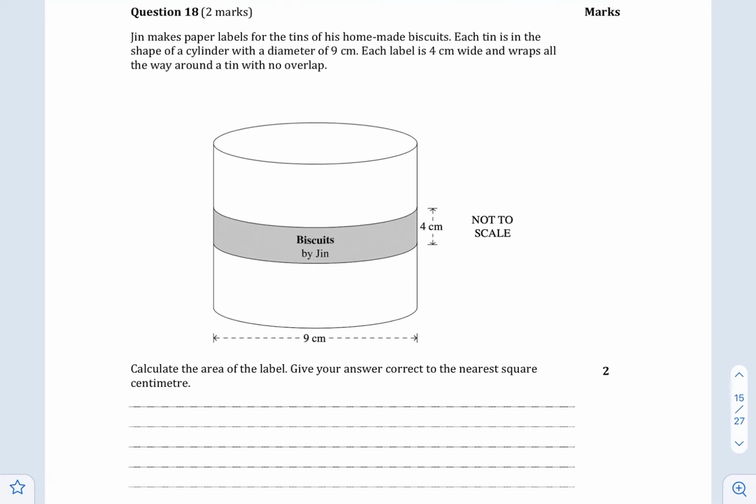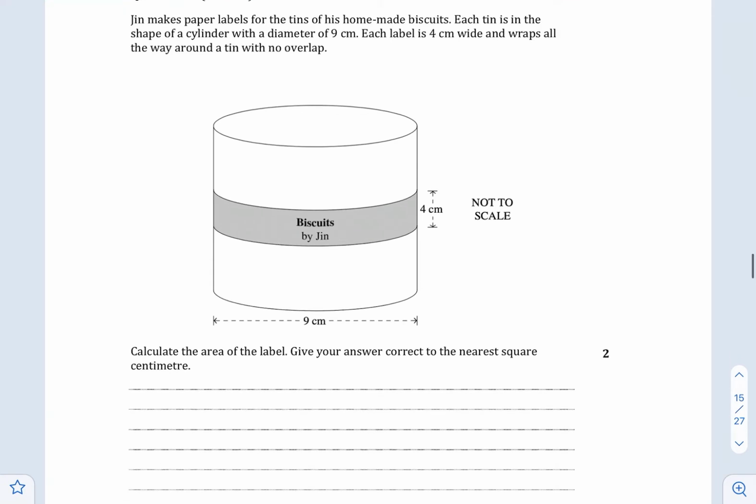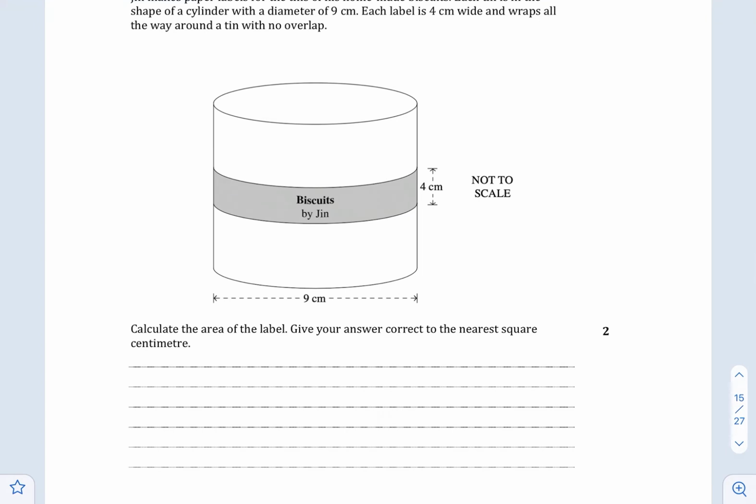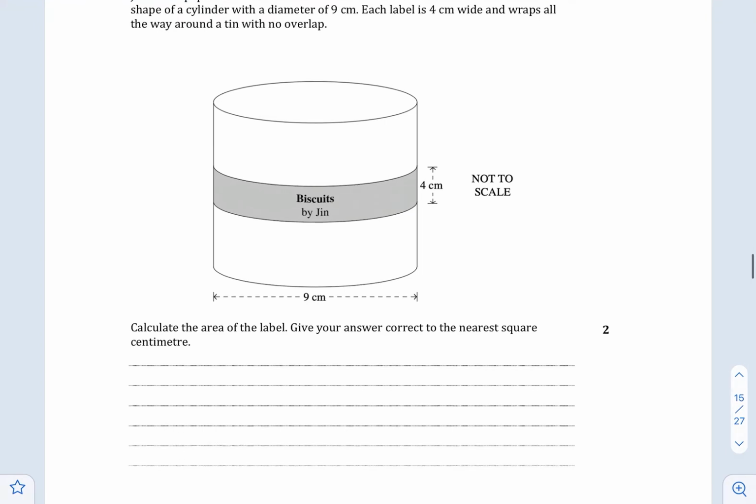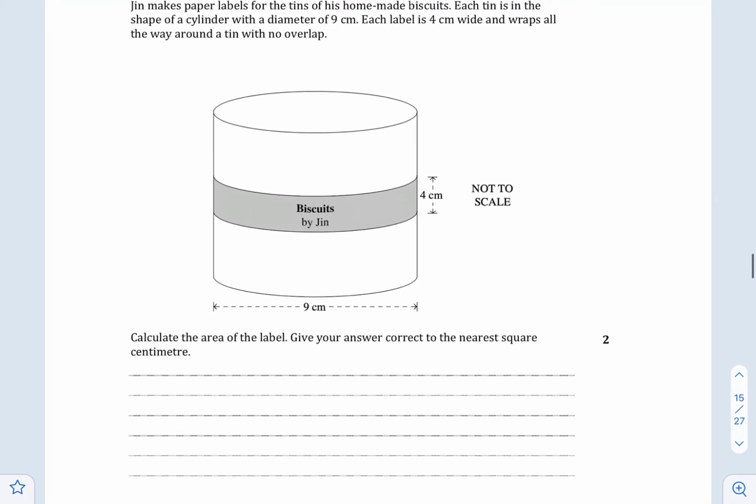Next, we've got this biscuit jar, or biscuit tin, I should say. Lots of information here. Once again, I'm not going to read it all now. We need to calculate the area of the label. Okay. Now, the area of the label, fortunately, is already shaded for us. So we're looking at this part here. Okay. Looking at that label. So we need to find that area.